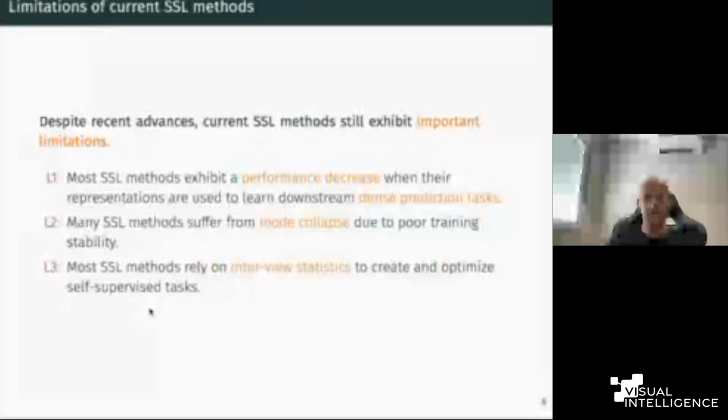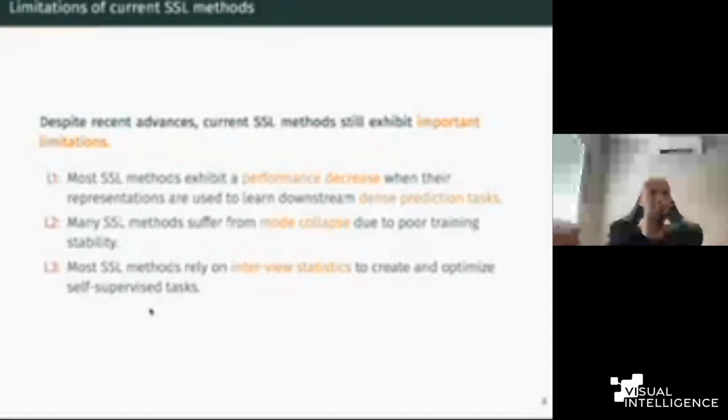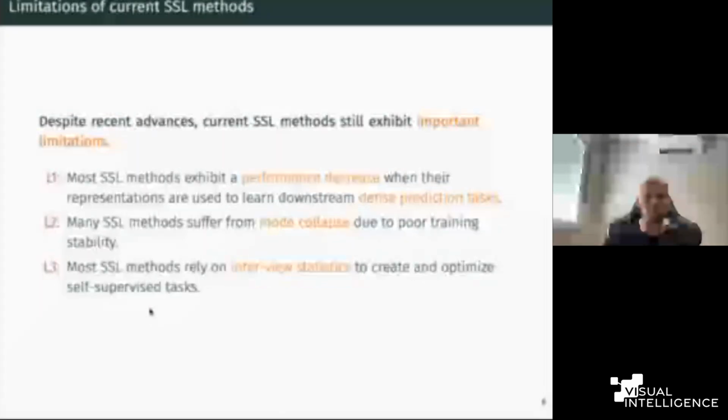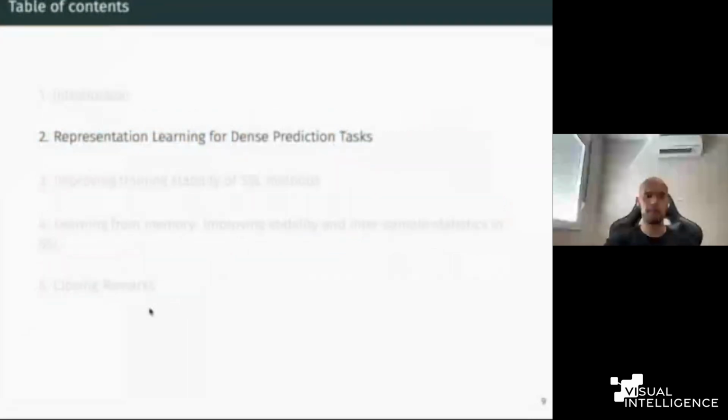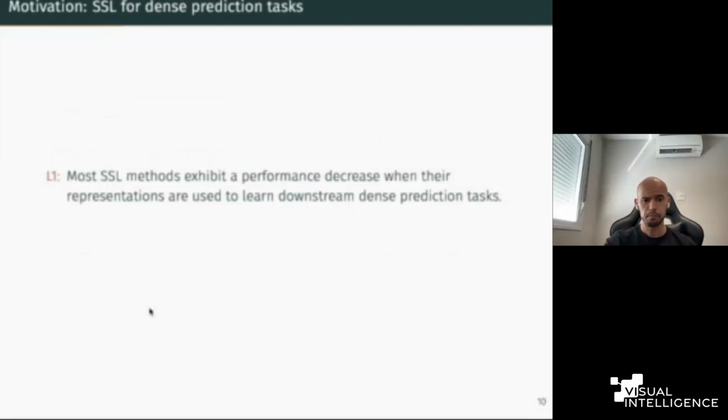And lastly, most of those methods always use inter-view statistics, like statistics or information that comes from the views themselves. And since the views come from the same image, you never get to explore relationships between different images. So those are the main limitations that we have observed over the years, and we'll use them to motivate some of the methods we're going to present now.